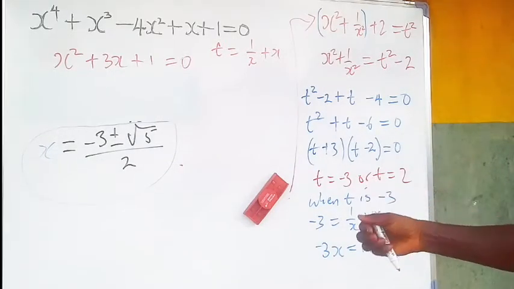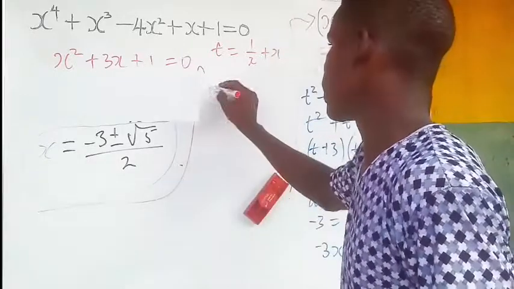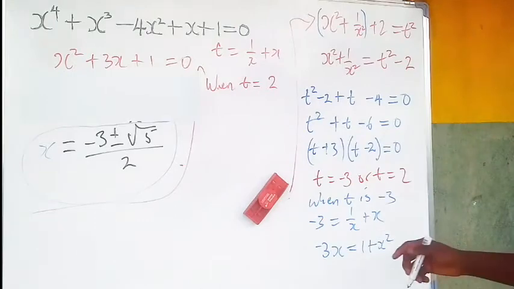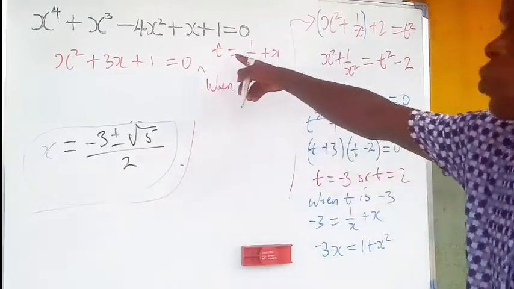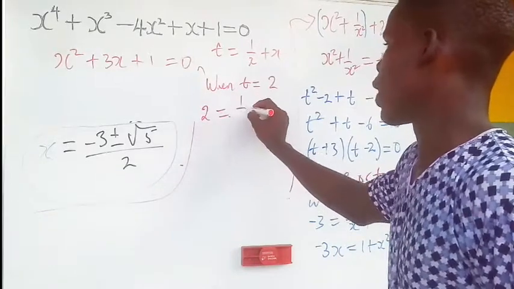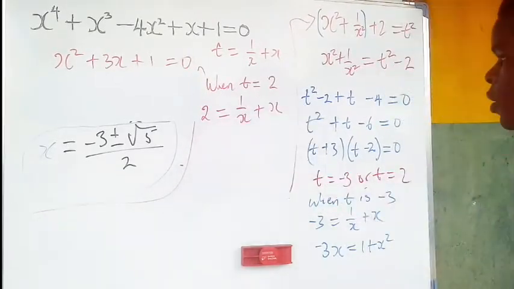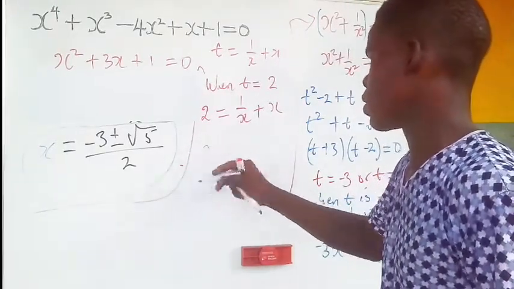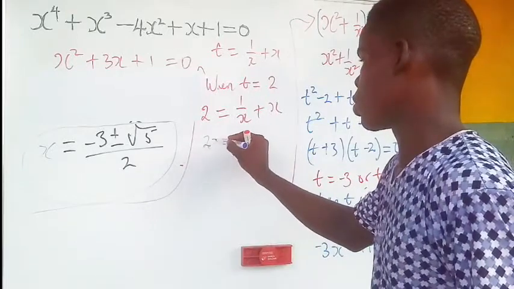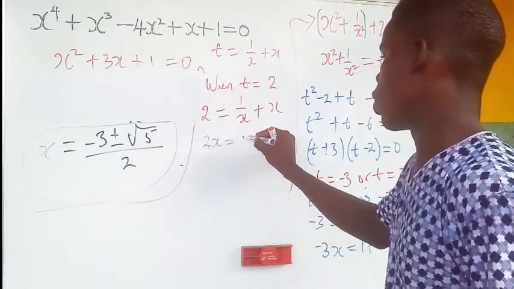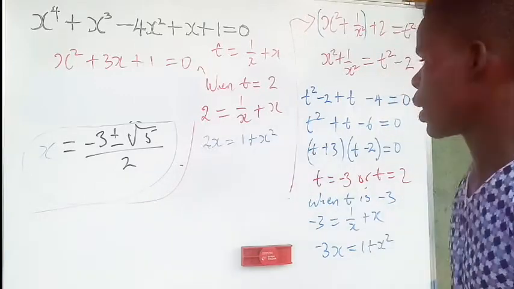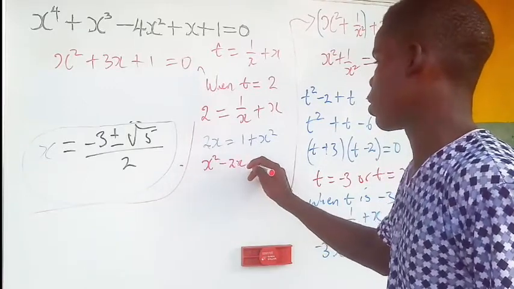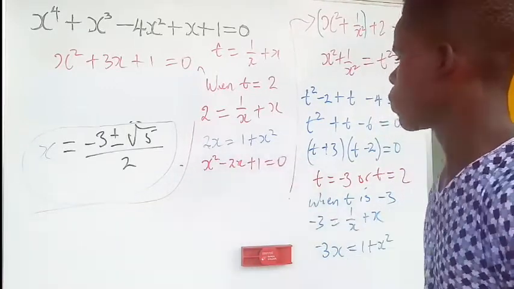Now when t is 2, we recall what t was. That means 2 will be equal to 1 over x plus x. Solving for x here, we will have 2x is equal to 1 plus x squared. So this becomes x squared minus 2x plus 1 equal to 0.